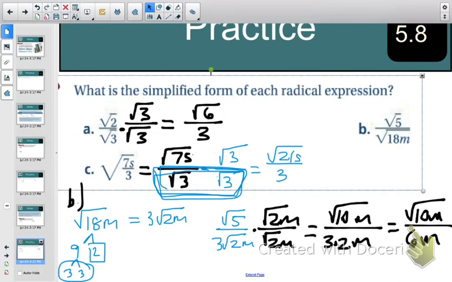Then B was kind of a long one because I simplified the bottom first. Broke 18 down into 9 and 2, which is 3 and 3. So I took the 3 out. 2m is on the inside still. So then I multiplied the top and bottom by 2m here. And then I get 10m in the radical on top over 3 times 2m, which is 6m. And again, the m's won't cancel because one's in the radical and one is not in the radical. So these m's do not cancel. And that is our final answer there, folks.